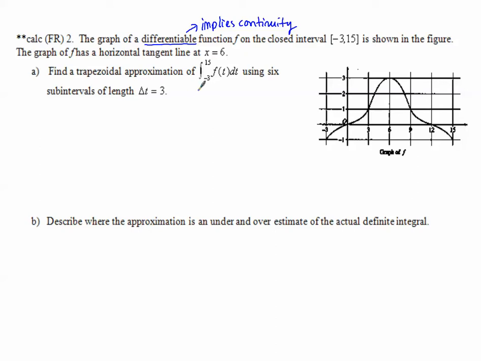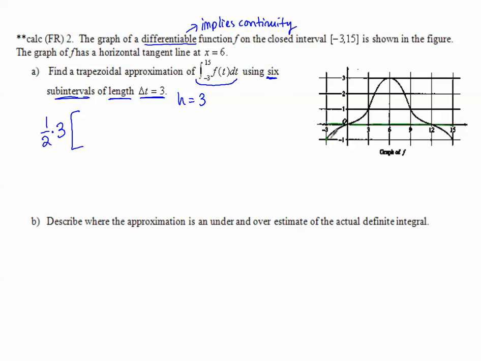Find a trapezoidal approximation of -3 to 15, the integral of f of t dt, using 6 subintervals of length delta t equals 3. So this is telling me that they all have the same height. The height of all of them is 3. So when I do the area this time, I don't just factor out the 1/2, I can also factor out the height of 3. So I have 1/2 times 3, and now I just have my base lengths. So 6 subintervals. So notice that -3 to 15 is already split up nicely into 1, 2, 3, 4, 5, 6 subintervals. So I'm going to do those function values.